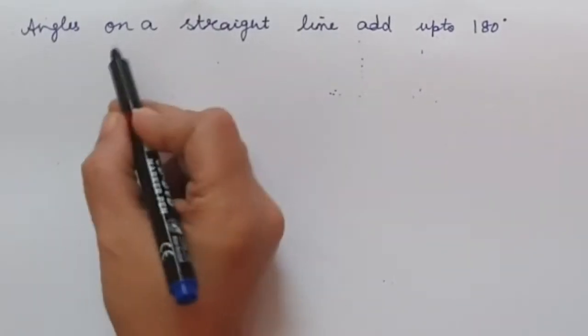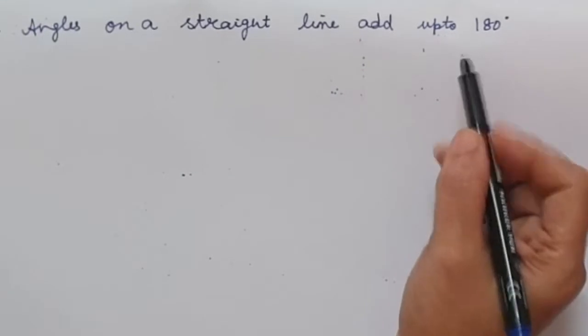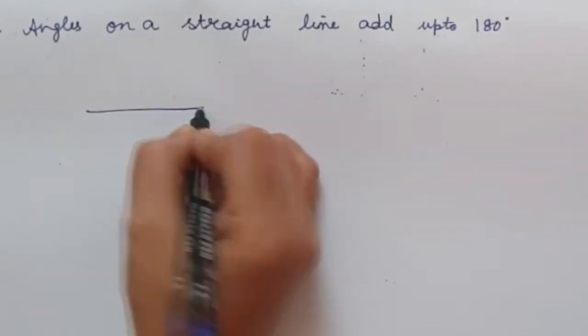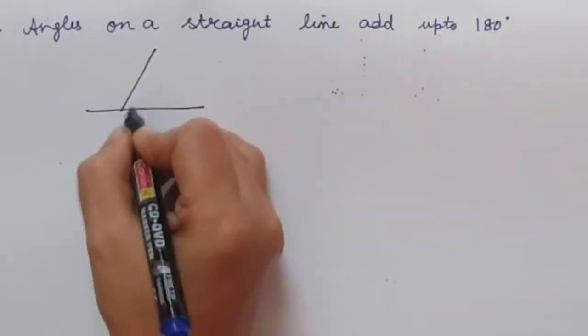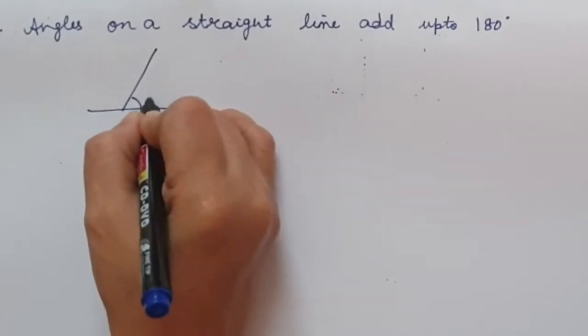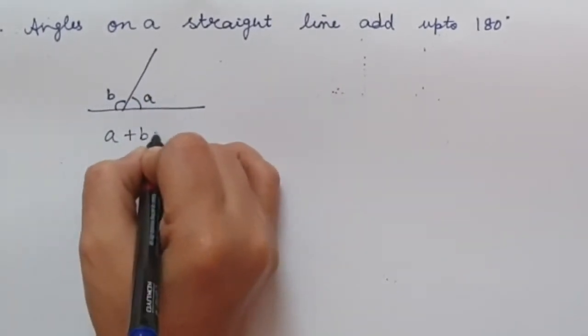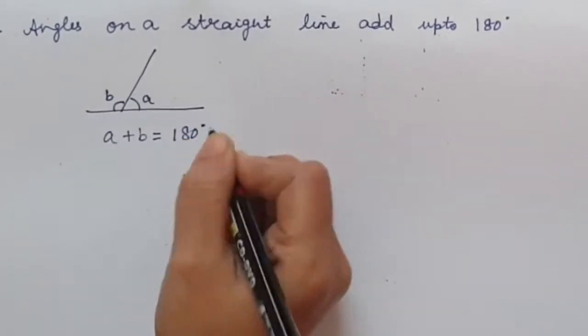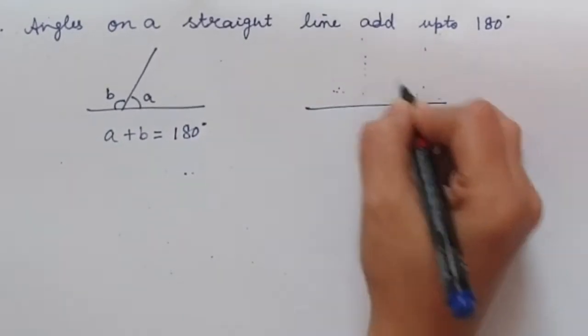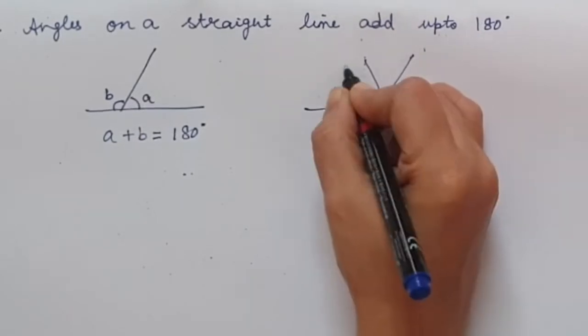Angle properties. The first property: angles on a straight line add up to 180 degrees. That is, suppose we have an angle like this, if this is A and this angle is B, then A plus B will be equal to 180 degrees. It's not only with two angles, it can be with any number of angles.